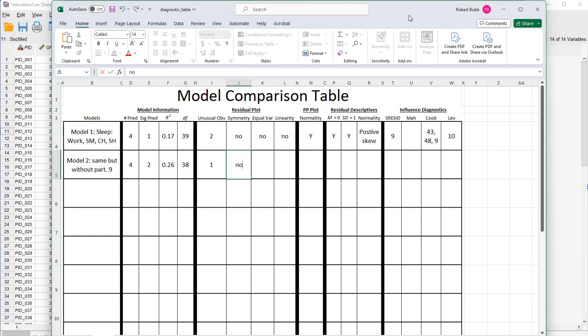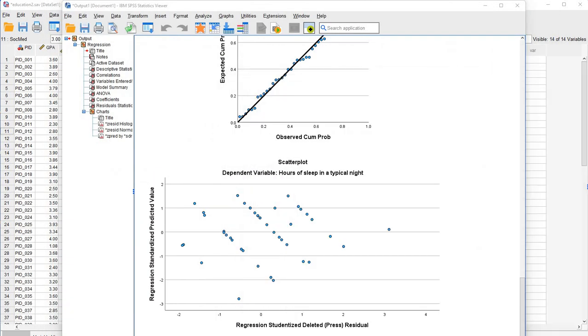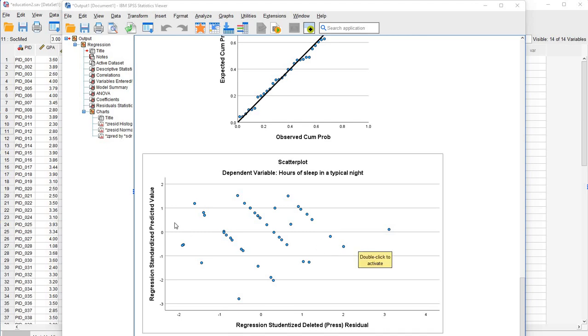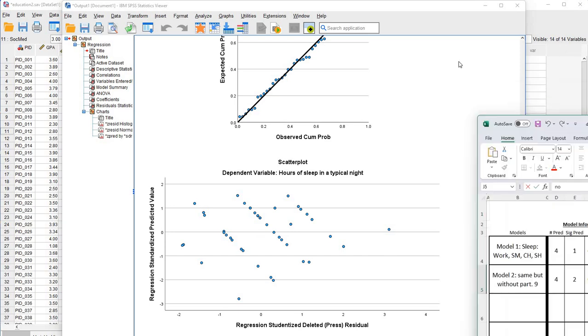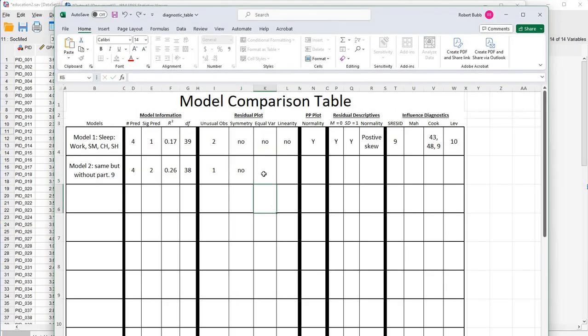And so that may be a concern. So we don't see any symmetry there. Equal variance, again, is the spread of the values. Does the spread of the values tend to be the same going across our x-axis? And it does still look like there's some funneling. So it doesn't look like that has improved at all. So we're still going to say no there.